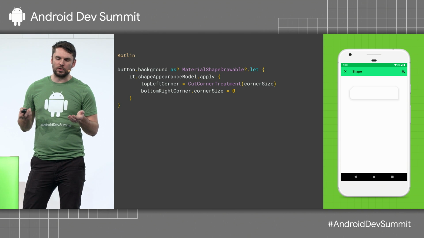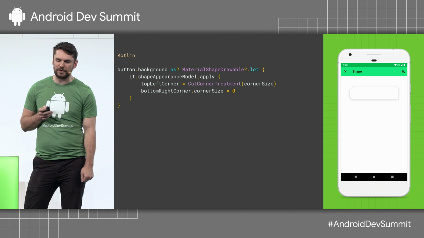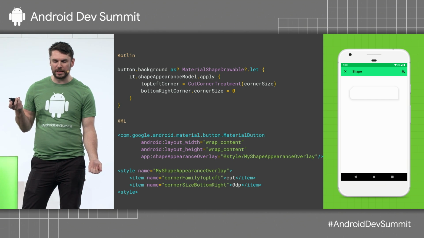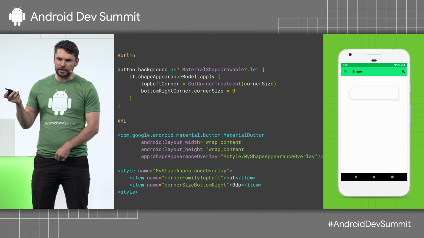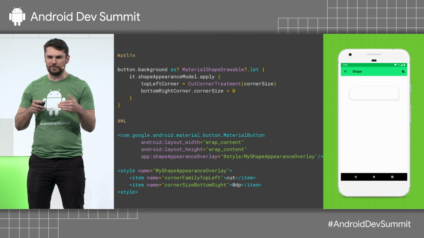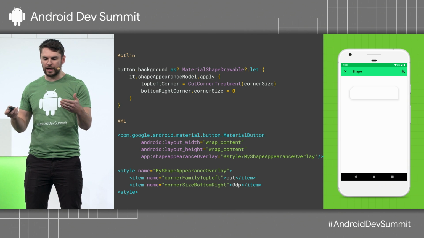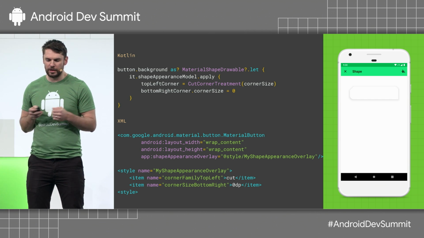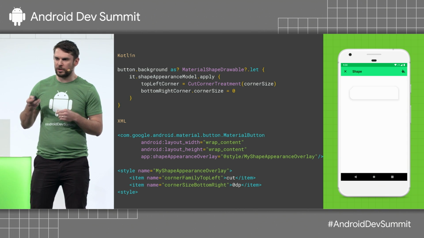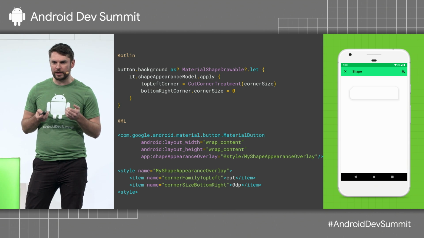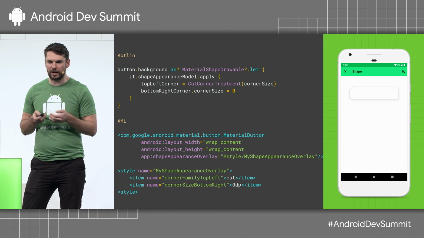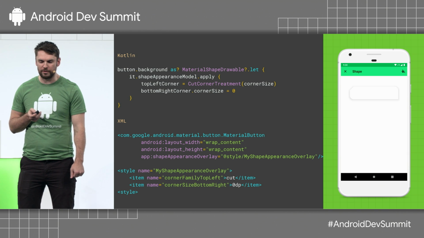And you can override individual corners. So here, we're just overriding the top left corner to be cut and the bottom right corner to have a corner size of 0. And you can do the same thing in XML. One thing to notice is that we're using a shape appearance overlay here, which is basically the same thing, except we only define the attributes that we want to override. So it's similar to a theme overlay in that the material button on its own already has a shape appearance by default. And here we're just setting the top left corner to be cut and the bottom right corner to be 0 dp. Everything else will be inherited from the style of the material button.